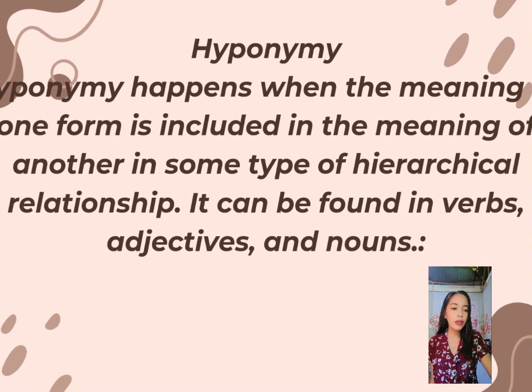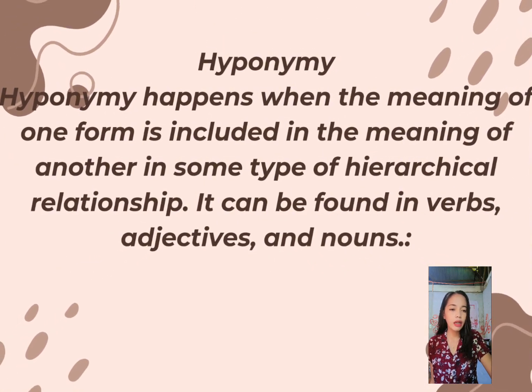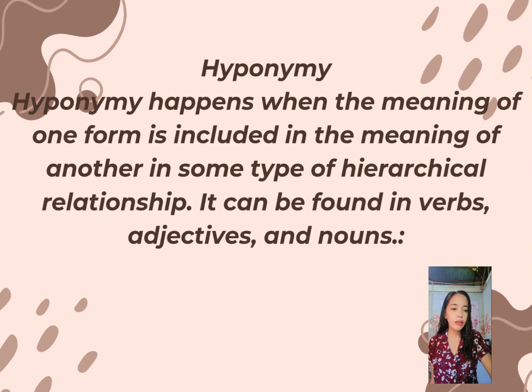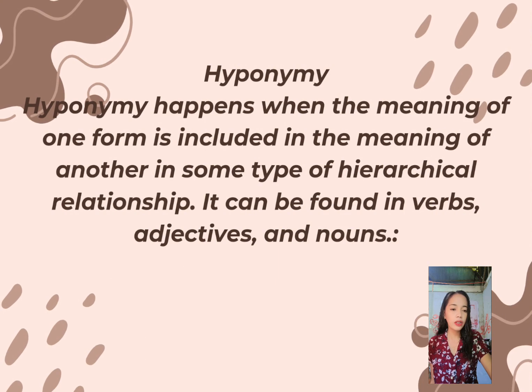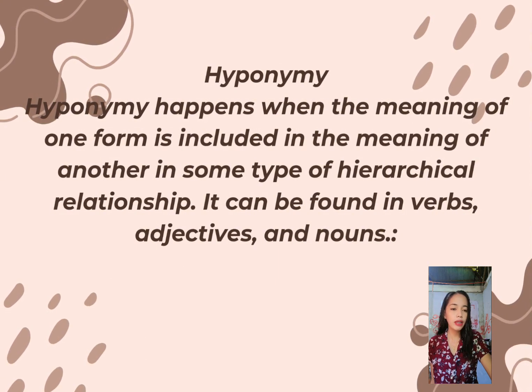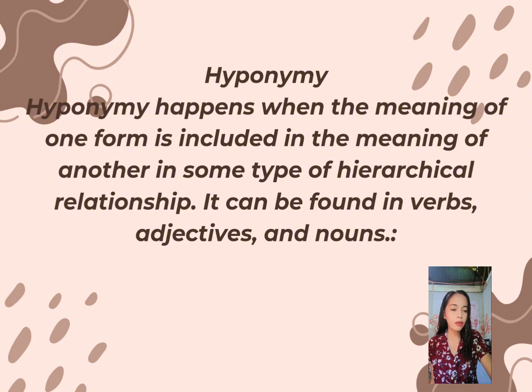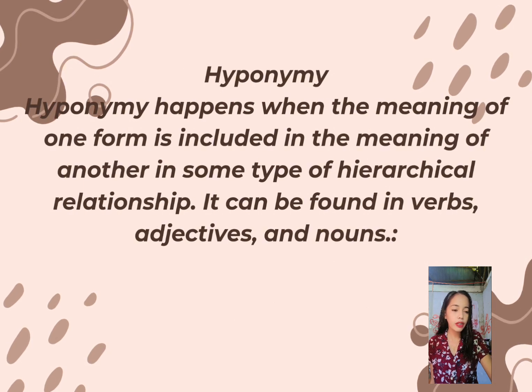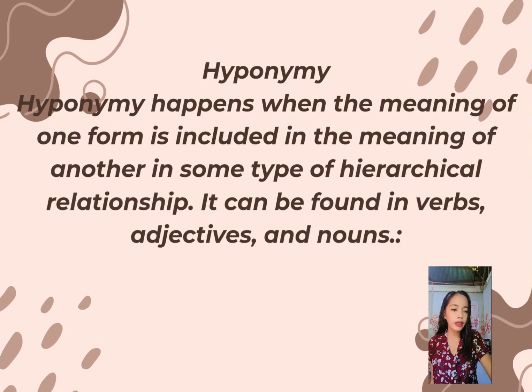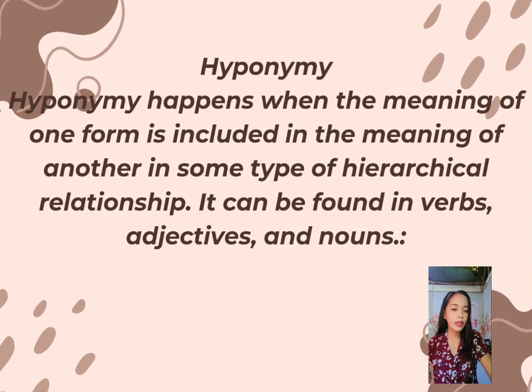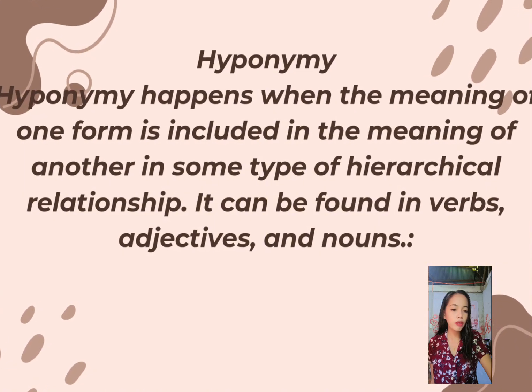Then hyponymy. Hyponymy happens when the meaning of one form is included in the meaning of another in the same type of hierarchical relationship. It can be found in verbs, adjectives, and nouns. There are three major terms of hyponymy: hypernymy, which refers to the general terms, hyponymy, which refers to the more specific terms, and co-hyponymy, which refers to the hyponyms of the same level.